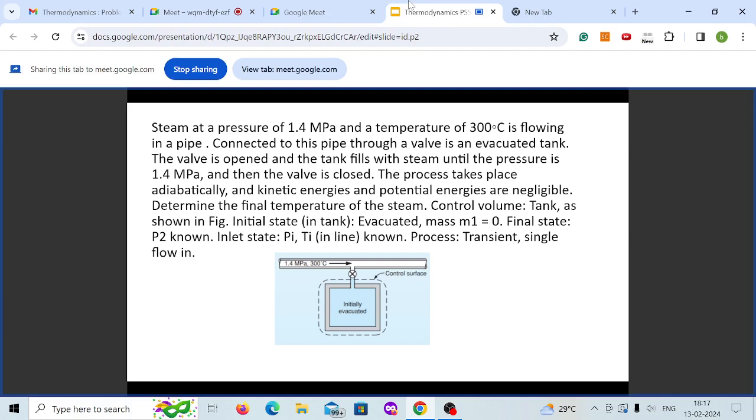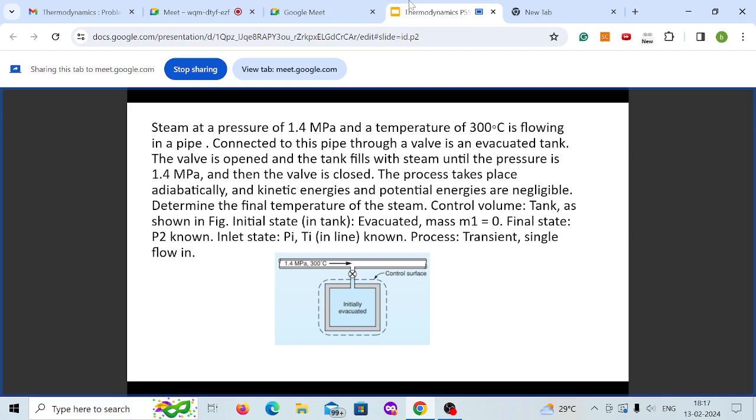So you open the valve, now the steam from the pipe flows through the valve to the tank, and it gets filled, and it reaches 1.4 megapascal. So it reaches the steam pressure in the pipe. So there will be no more mass flow later. So when the pressures are equal, you close the valve. In this case, you need to find out what will be the temperature of the steam inside the tank.